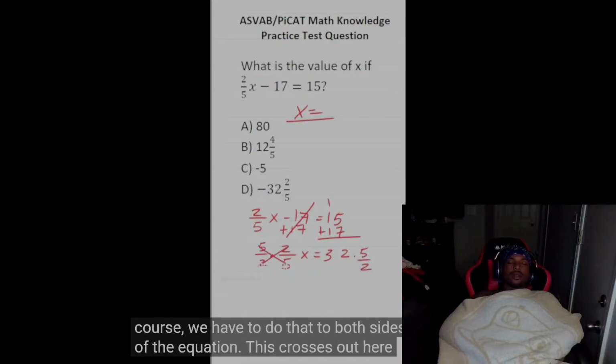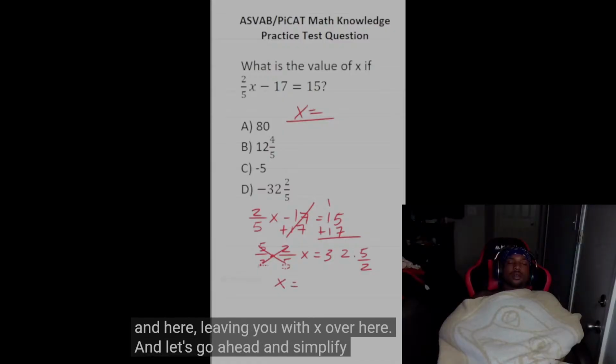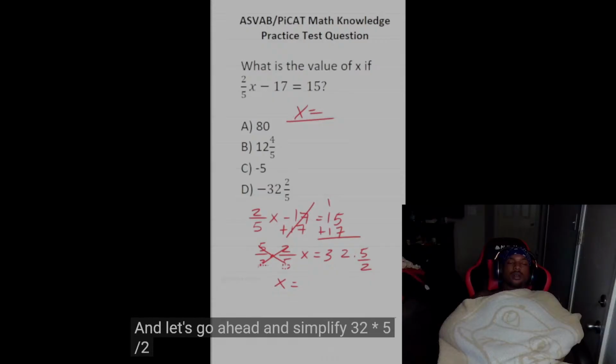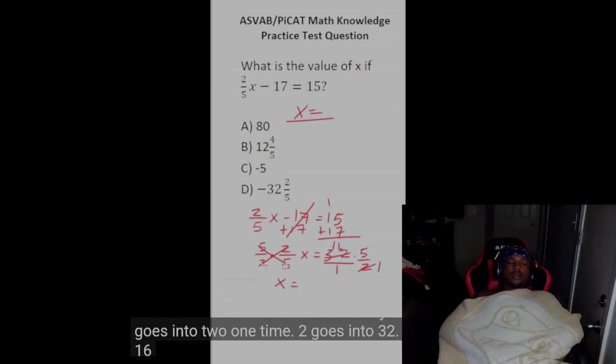This crosses out here and here, leaving you with x over here. And let's go ahead and simplify 32 times 5 over 2 via some cross reduction. I could write 32 as a fraction by placing it over 1. And that enables me to say 2 goes into 2 one time, 2 goes into 32 16 times.